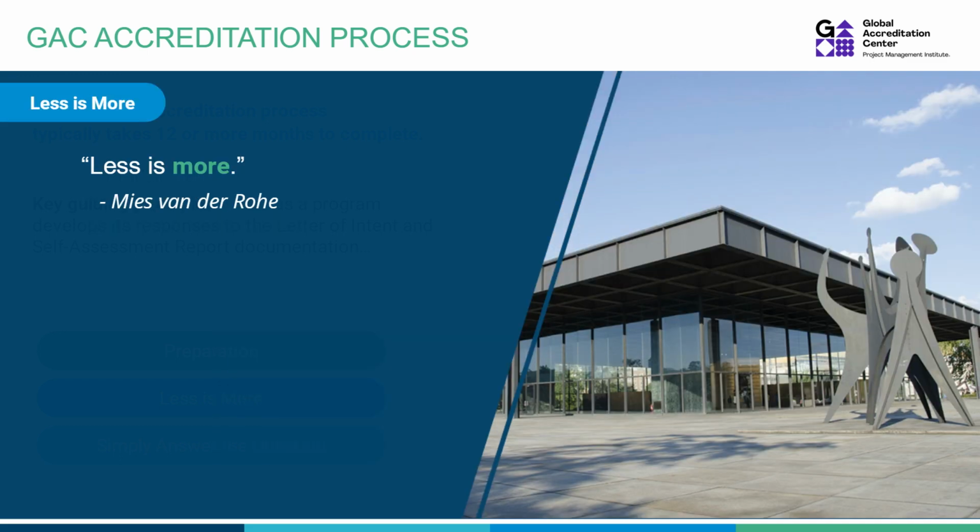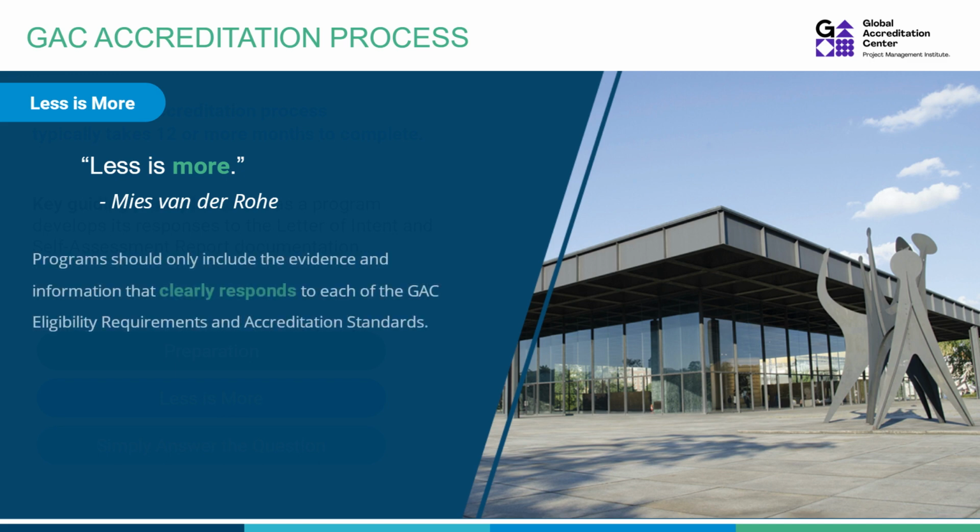In the words of the great architect Mies van der Rohe, less is more. This photo of the new National Gallery in Berlin, Germany is an example of his sparse style. What does less is more mean? The GAC recommends that programs, when developing their application, only include the evidence and information that clearly responds to each of the GAC eligibility requirements and accreditation standards. It is not necessary to embellish or add additional information that is not specifically requested.